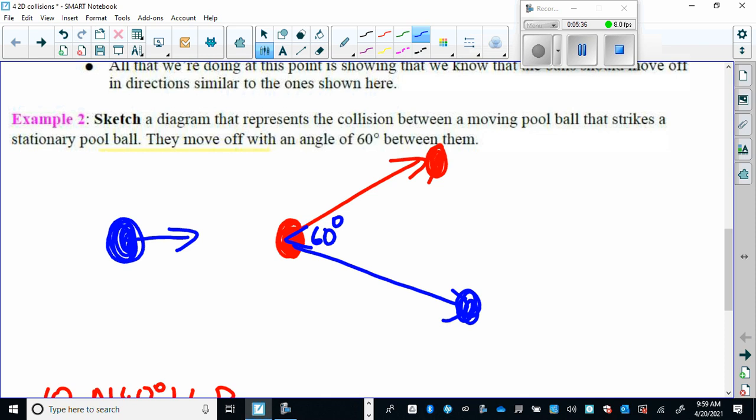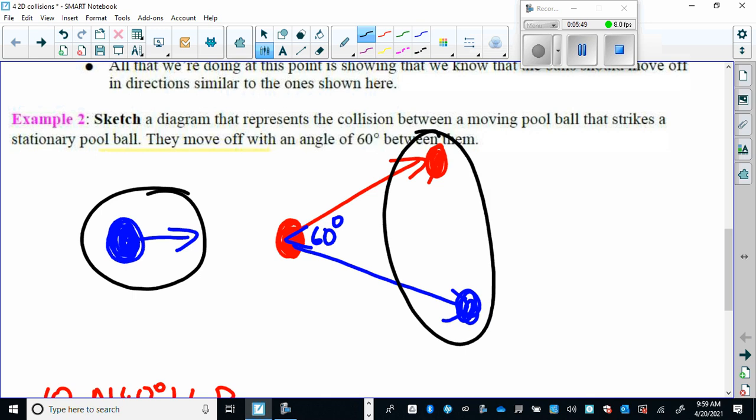Okay, so there's a simple sketch of what's going on, and we have to remember that the total momentum right here equals the total momentum right here. That's the conservation of momentum. What makes this more difficult than lesson 3, one-dimensional collisions, is now that we have to deal with the 2 dimensions.